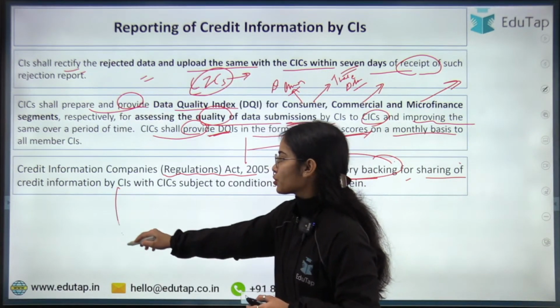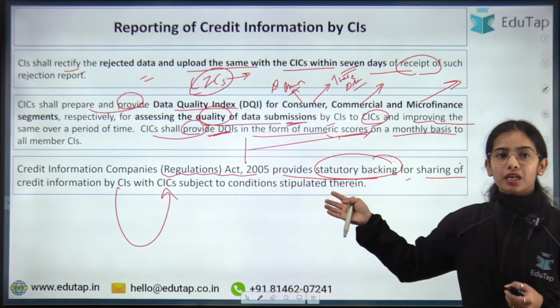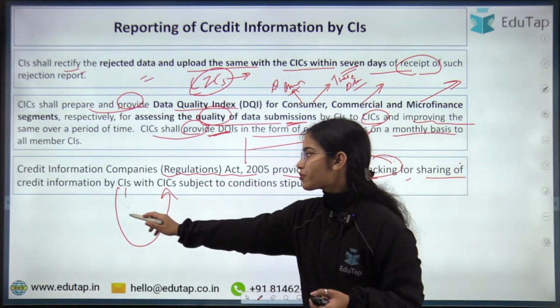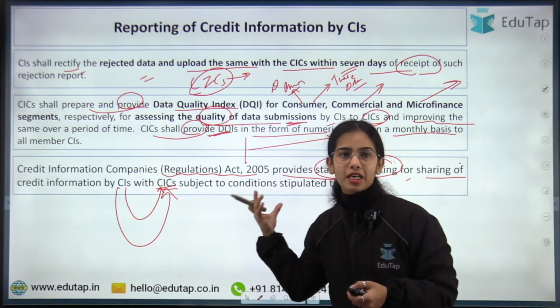Okay, next is the Credit Information Companies Regulations Act 2005, which provides legal backing for sharing of credit information by the credit institutions with the credit information companies. So there is legal backing for why the credit institutions are providing the data to the credit information companies. There is some legal backing behind it.